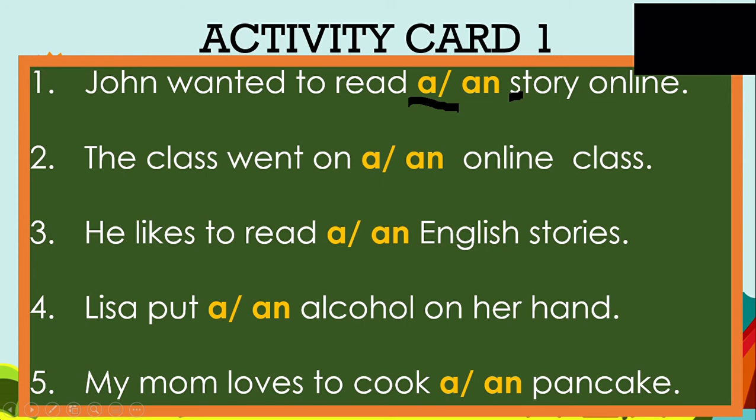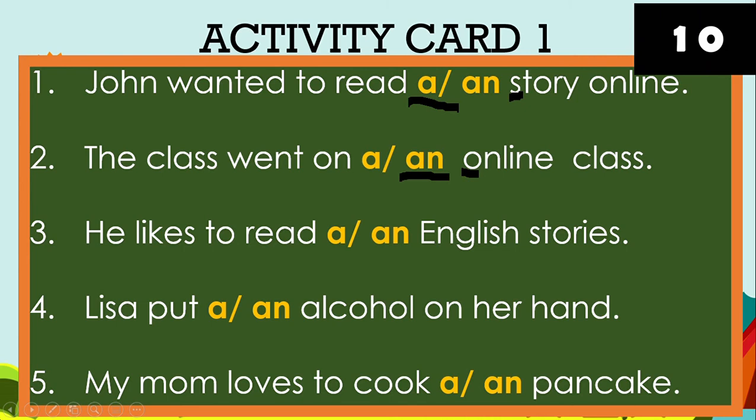So what article are we going to use? A or AN? Timer starts now. Alright, and the correct answer is an. Why an? Because the first letter of the next word is O, which is a vowel. Good job!